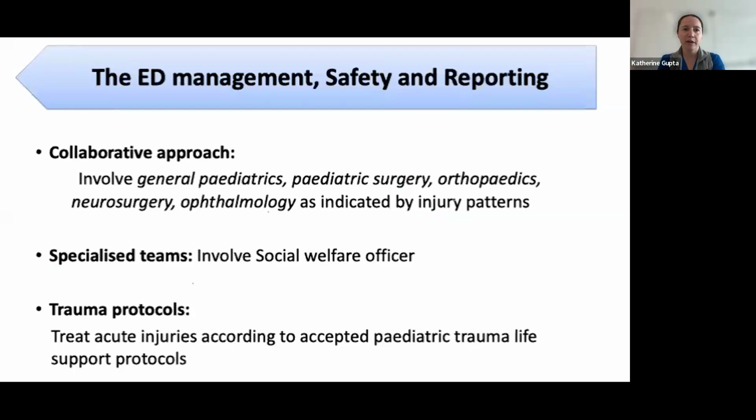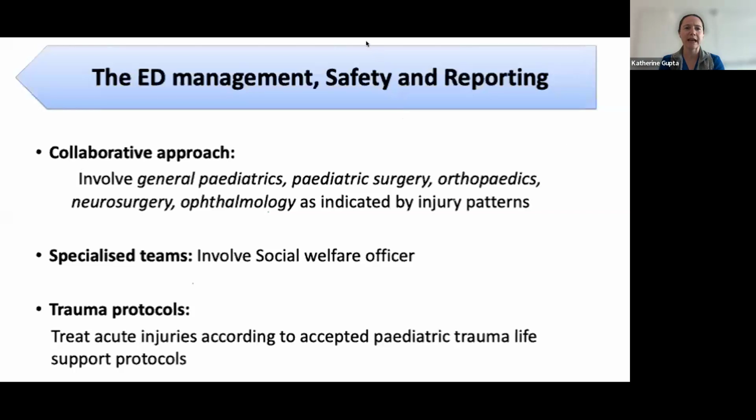So not only are you involving potentially multiple specialists, we've already discussed having orthopedics perhaps involved, ophthalmology, you may need neurosurgery, and then other types of surgical specialists. But if you're concerned for non-accidental injury, you also probably want to involve your social welfare officer, depending on where you work, maybe case management. There might be legal implications as well. So this is really where you're going to pull in your full team.